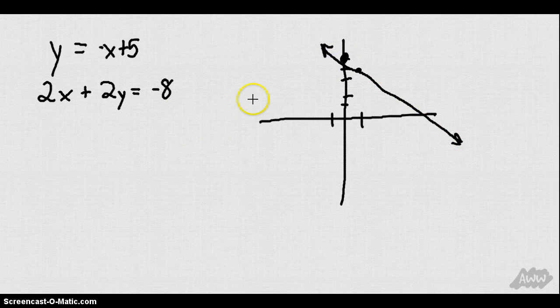2x plus 2y equals negative 8. I'm going to save time and just figure out the x and y intercepts to graph this one. So if I put 0 in for x, I end up getting y equals negative 4. So I know I have a point at 0, negative 4.